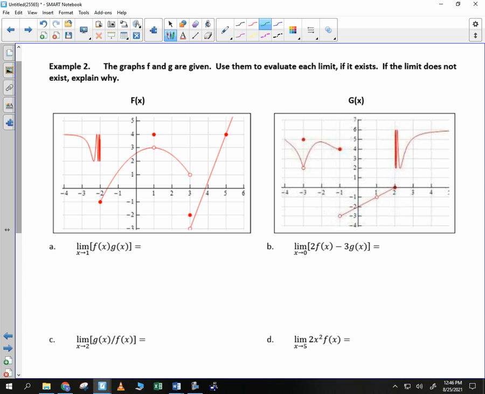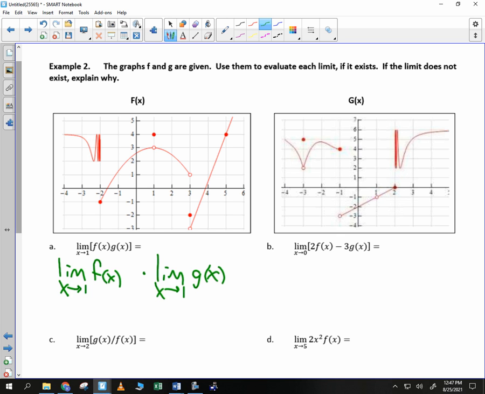Here we have f of x. Here we have g of x. We have two different pieces. Limit as x approaches 1 of f of x times g of x. So I want to start with the limit as x approaches 1 of f of x, and I'm going to multiply that by the limit as x approaches 1 of g of x. So let's determine those two limits.